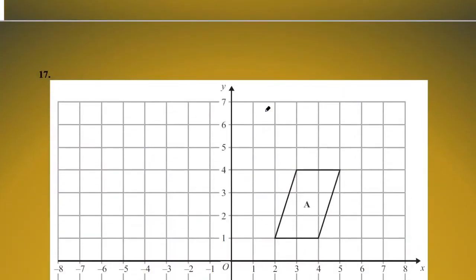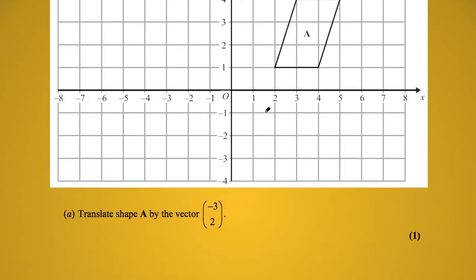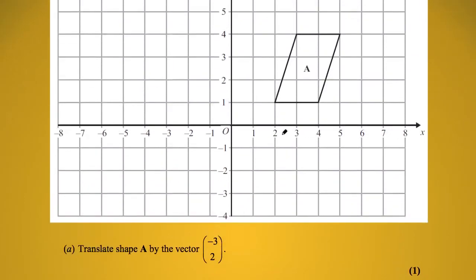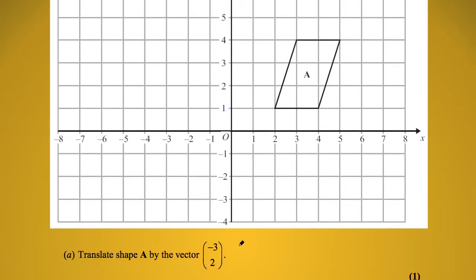Okay, next question. Question 17. Translate shape A by the vector -3, 2. Remember, with vectors, the top number refers to whether it is left or right. The bottom number refers to up or down. Because we've got a -3, that means 3 to the left. And the 2 is positive, that means 2 up.